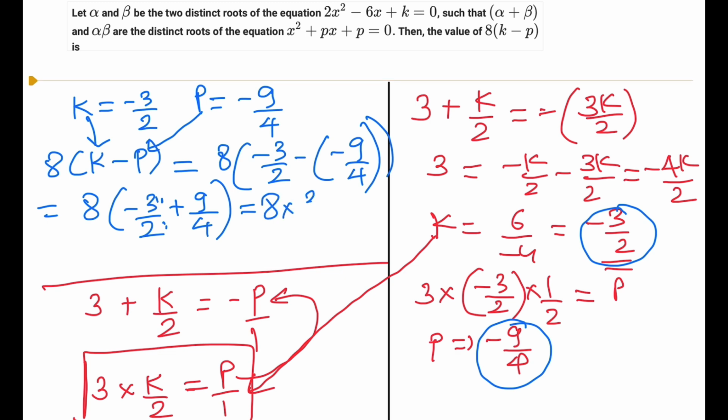So the final answer is 8 into 3 by 4. That should make it 6. The correct answer to our question is 6. As I've said, slightly time consuming. It's slightly lengthy, but it's not too difficult to deal with. The answer would be 6.